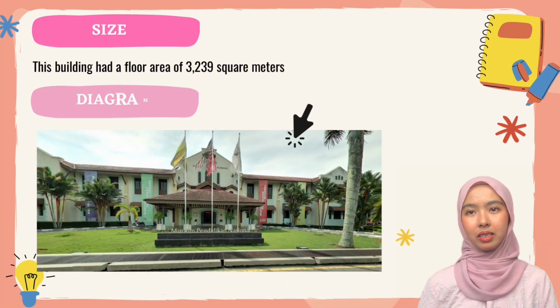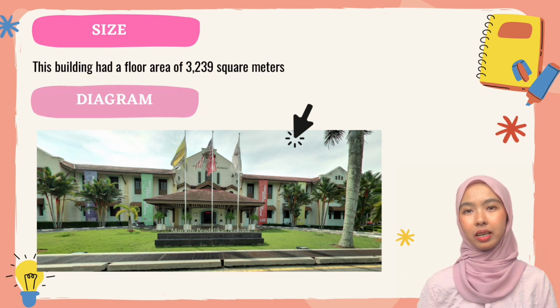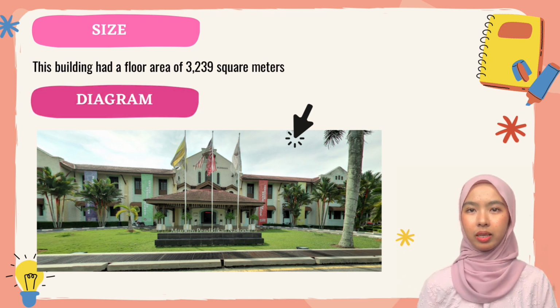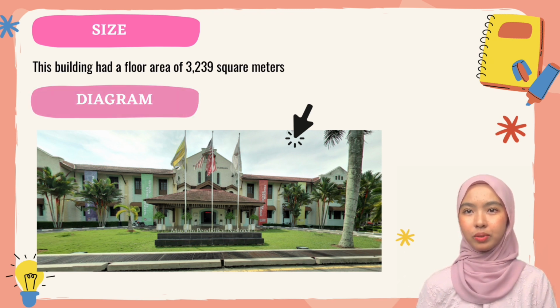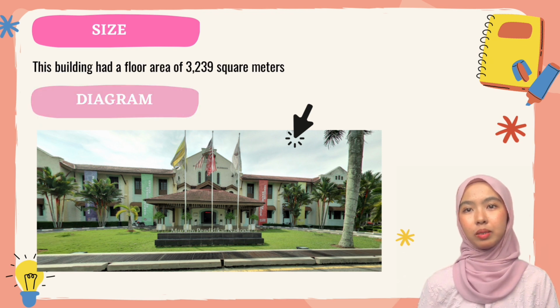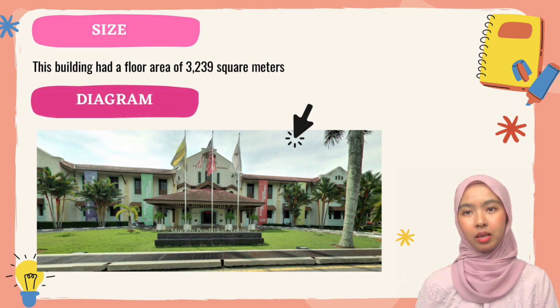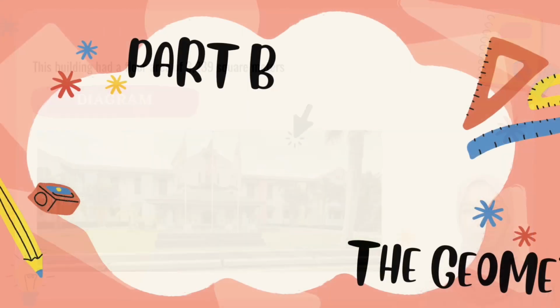Next, for the size, this building has a floor area of 3,239 square meters. The upper level of this structure served as SITC's main administration center, housing the principal office, staff room, meeting room, general office, composing office, and also a library. Meanwhile, the bottom floor houses classrooms and the main hall, which is used for monthly assemblies and others. The diagram shows the building of Muzium Pendidikan Nasional.